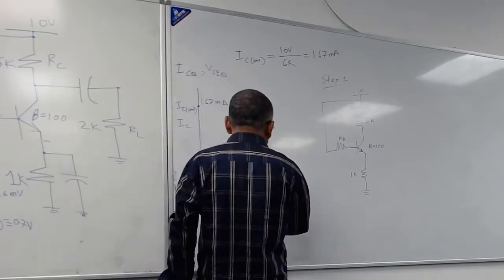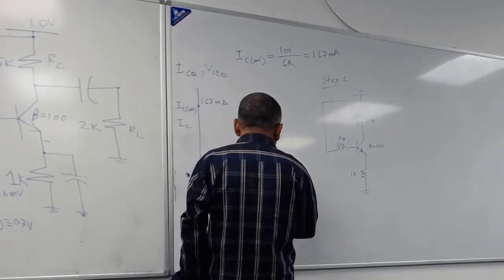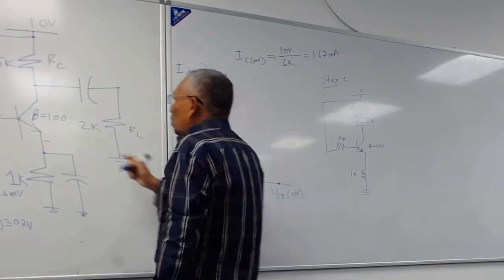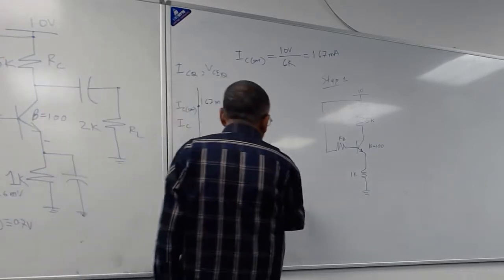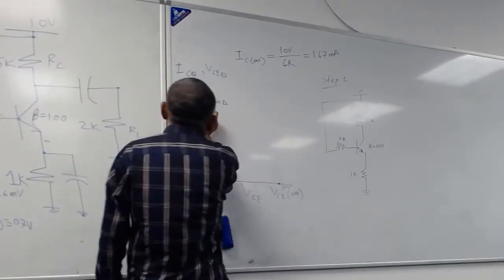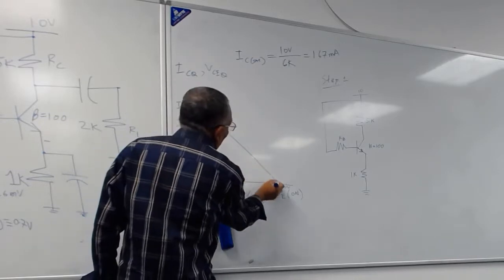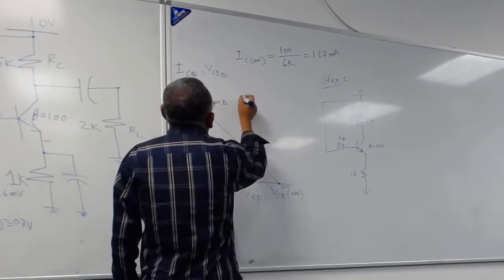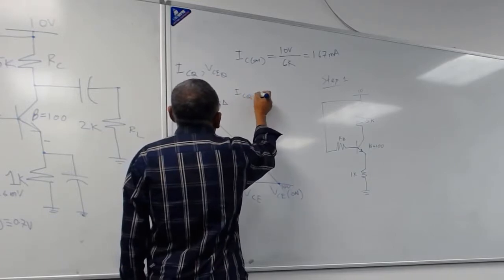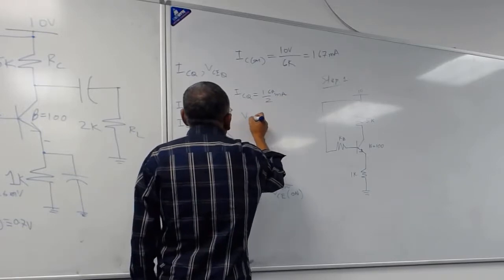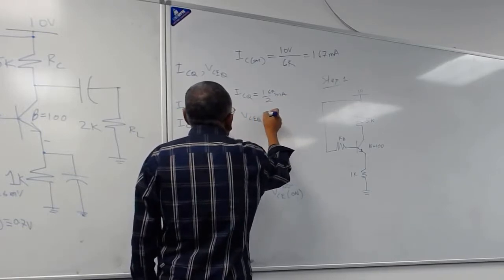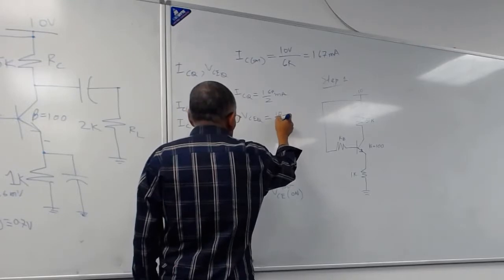And what is this voltage here? This voltage is called VCE off. When the transistor is off, there is no current flowing, it is VCE off. And what is that voltage? Is it 10 volts? Okay, so it's 10 volts. This is one, so you just draw a line. So approximately the middle point will be ICQ equal to 1.67 divided by 2 milliampere. And VCEQ, you can take equal to 10 divided by 2 equal to 5 volts.